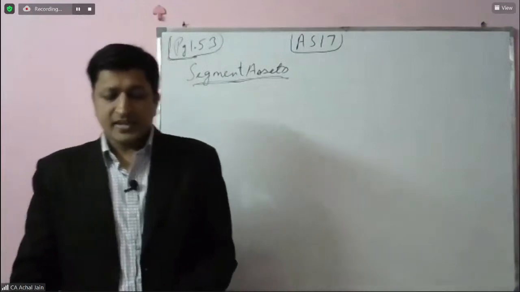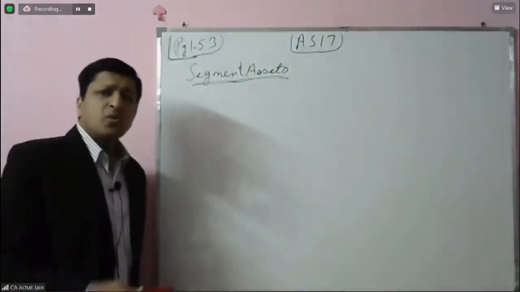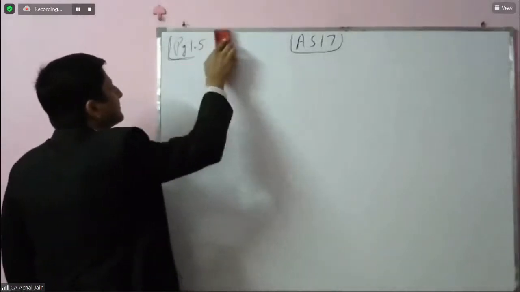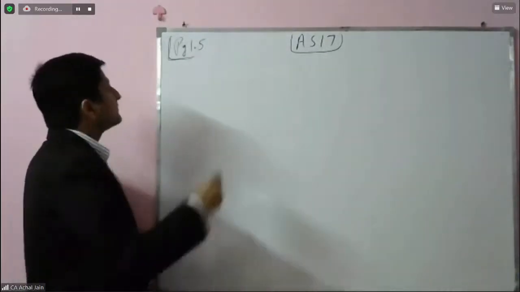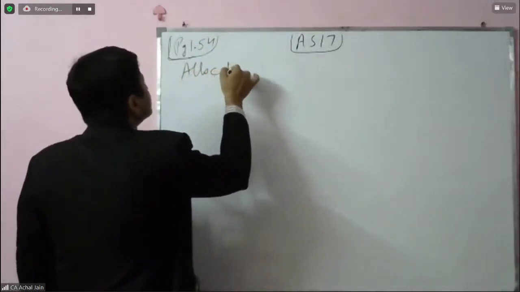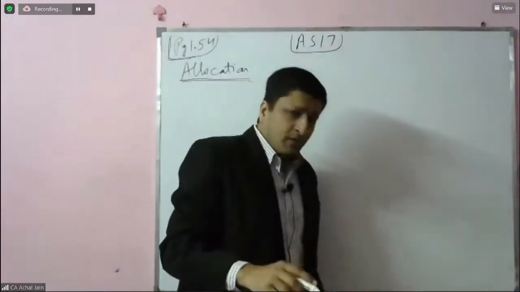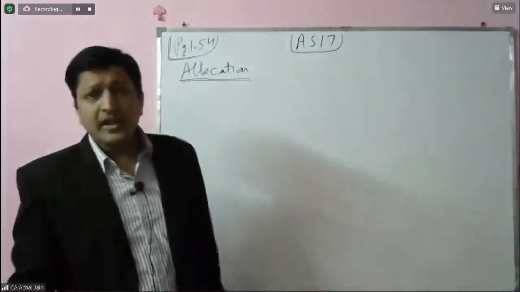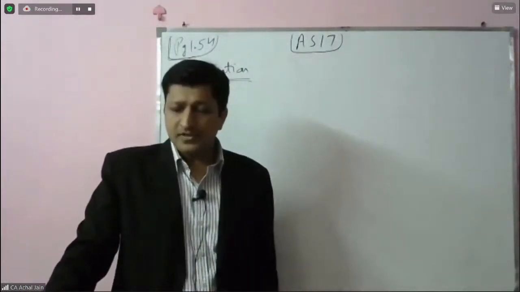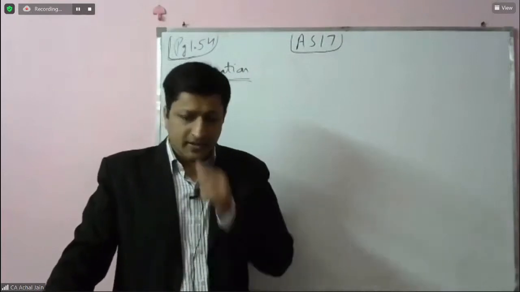Next is about the allocation. Now this, I would say, is the most important part of the standard. Allocation. What do I mean by allocation, and why am I calling this as the most important part of the standard? There are a few reasons around it. Let's try to understand.